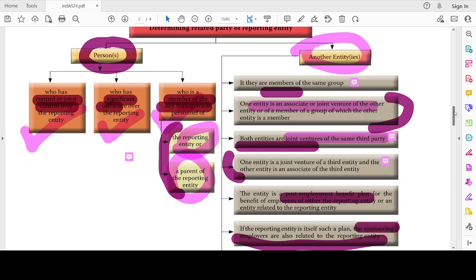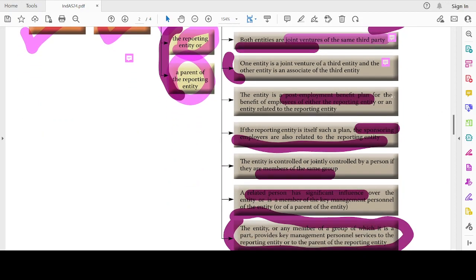Now, the entity is a post-employment benefit plan for the benefit of employees of either the reporting entity or an entity related to the reporting entity. For example, it could be a trust, which is particularly for employees. That trust is a post-employment benefit plan. That trust will be a related party of the reporting entity. If the reporting entity itself is such a plan, sponsoring employers are also related to the entity. The trustees could be the sponsoring persons, right? That could be a related party.